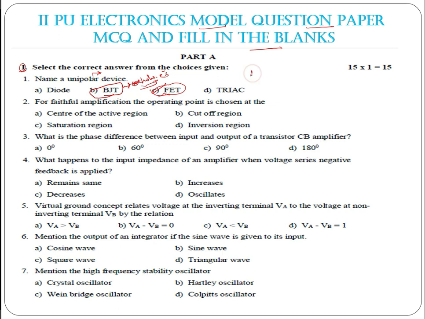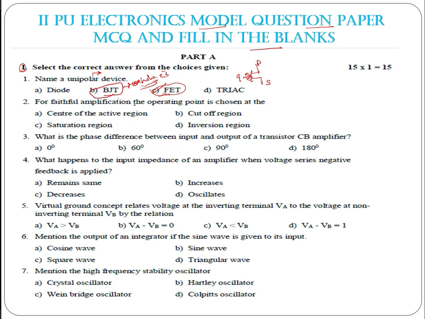Suppose if they ask for the FET symbol, it is this. This is gate, drain, source. This is N channel JFET, wherein the carriers are electrons. If you change this arrow mark the other way, that becomes P channel JFET.